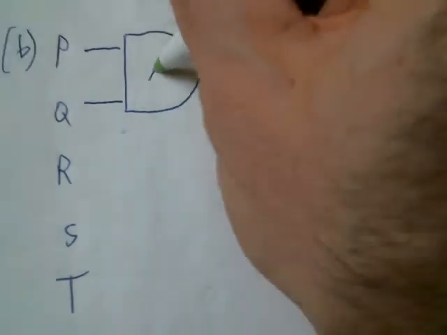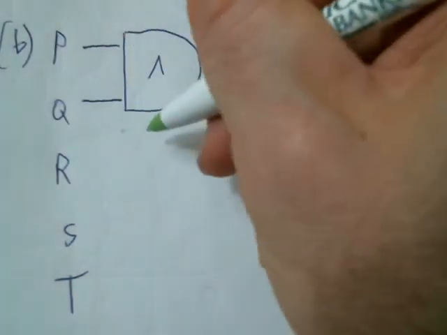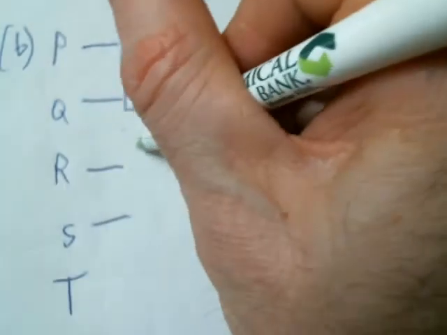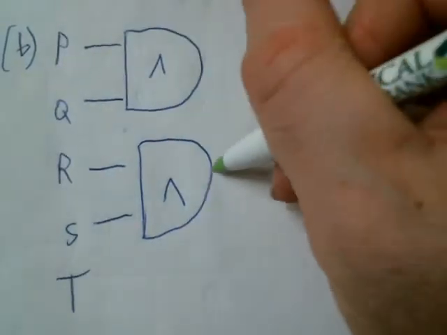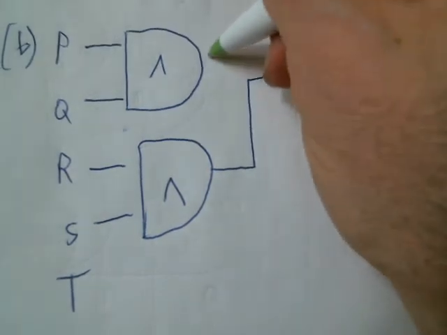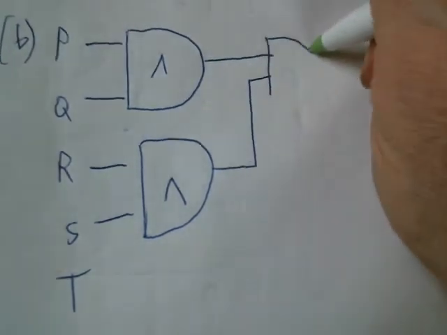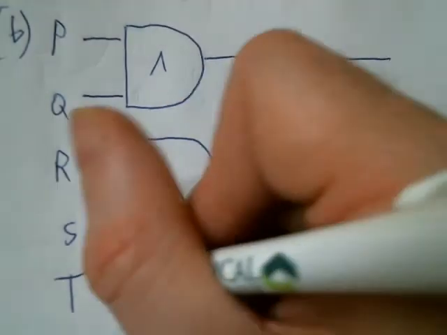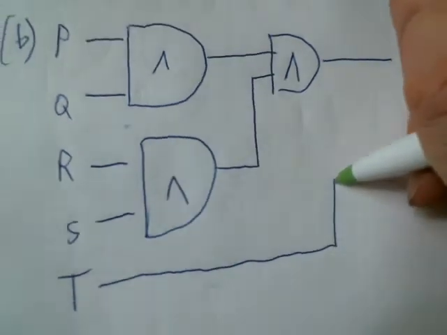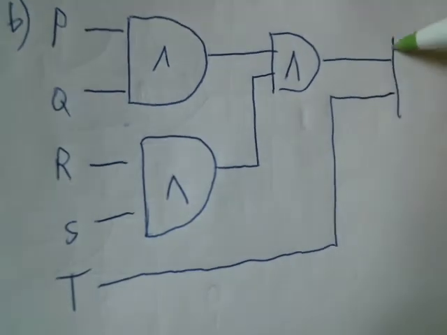P and Q, so we have an AND gate here. And then we have an AND gate with R and S. And then these are going to connect together with an AND gate. And then T is going to connect up with these at an AND gate.